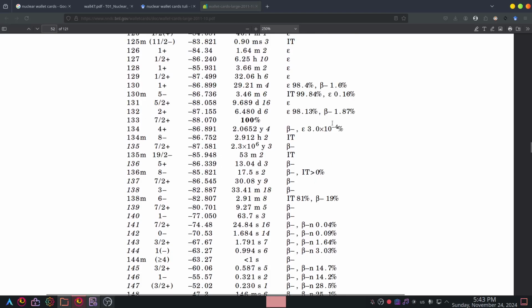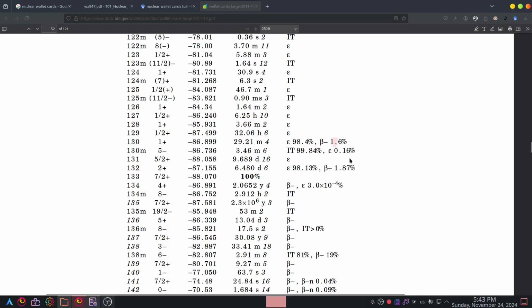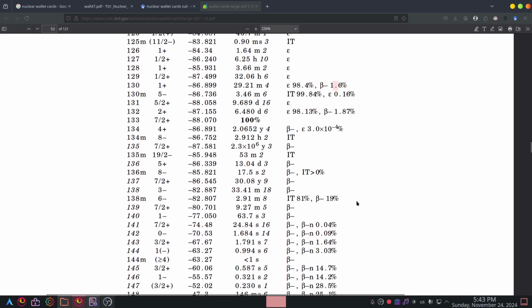But anyway, what is this 98.4%? What is this 1.6%? These are what we call branching ratios. Those are for special cases where there's more than one mode of decay.